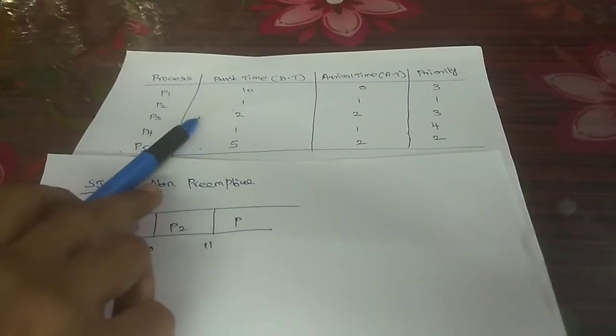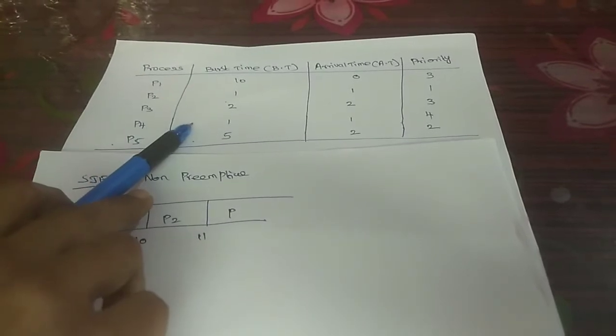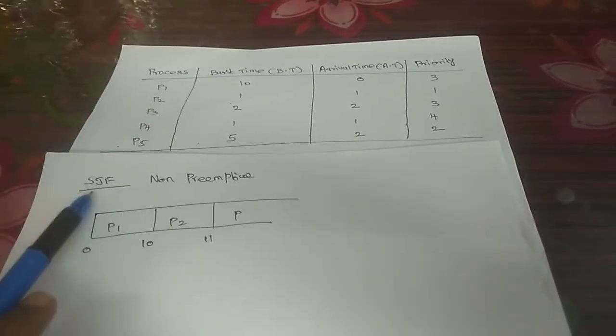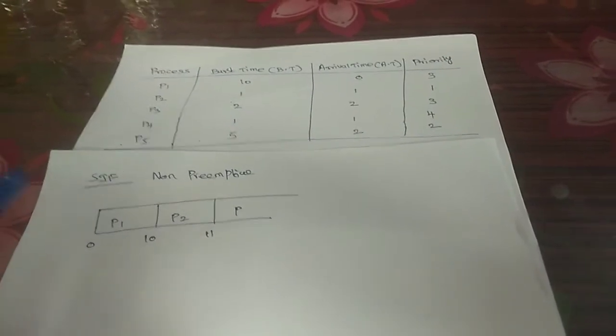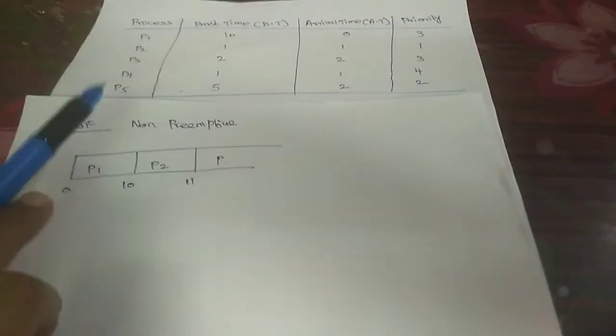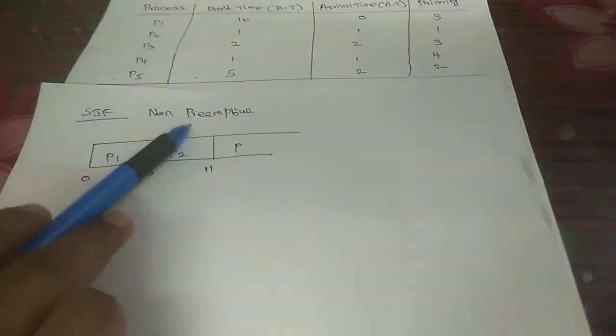This is the CPU scheduling that we already saw in the last video. This is a continuation. In this we are going to see about SJF non-preemptive and then SJF preemptive, priority preemptive and then priority non-preemptive. First we are going to see about SJF non-preemptive. SJF non-preemptive means it doesn't break its execution, that is non-preemptive.